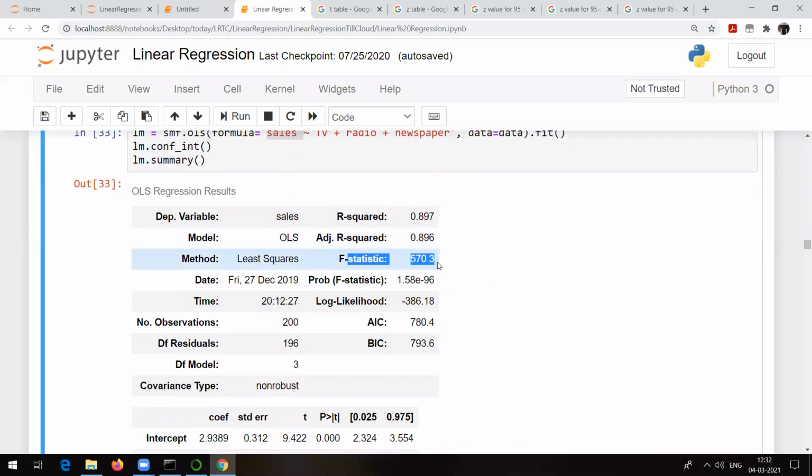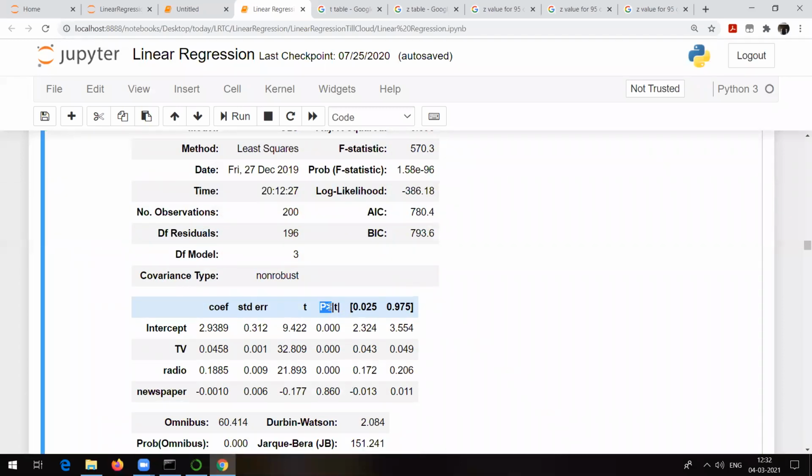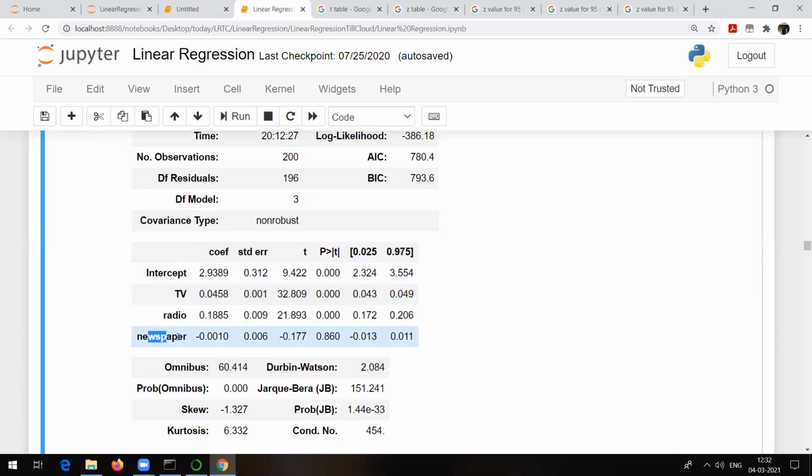F statistic, we'll be talking about this maybe in later cases. Out of all these statistics, what we have seen till now is R squared, adjusted R squared, ordinary least squares. And we even talked about p value. Now, which p value to consider? So, p value for TV, radio, and newspaper you can look out. P value for TV is this. P value for radio is this, but p value for newspaper is negative.